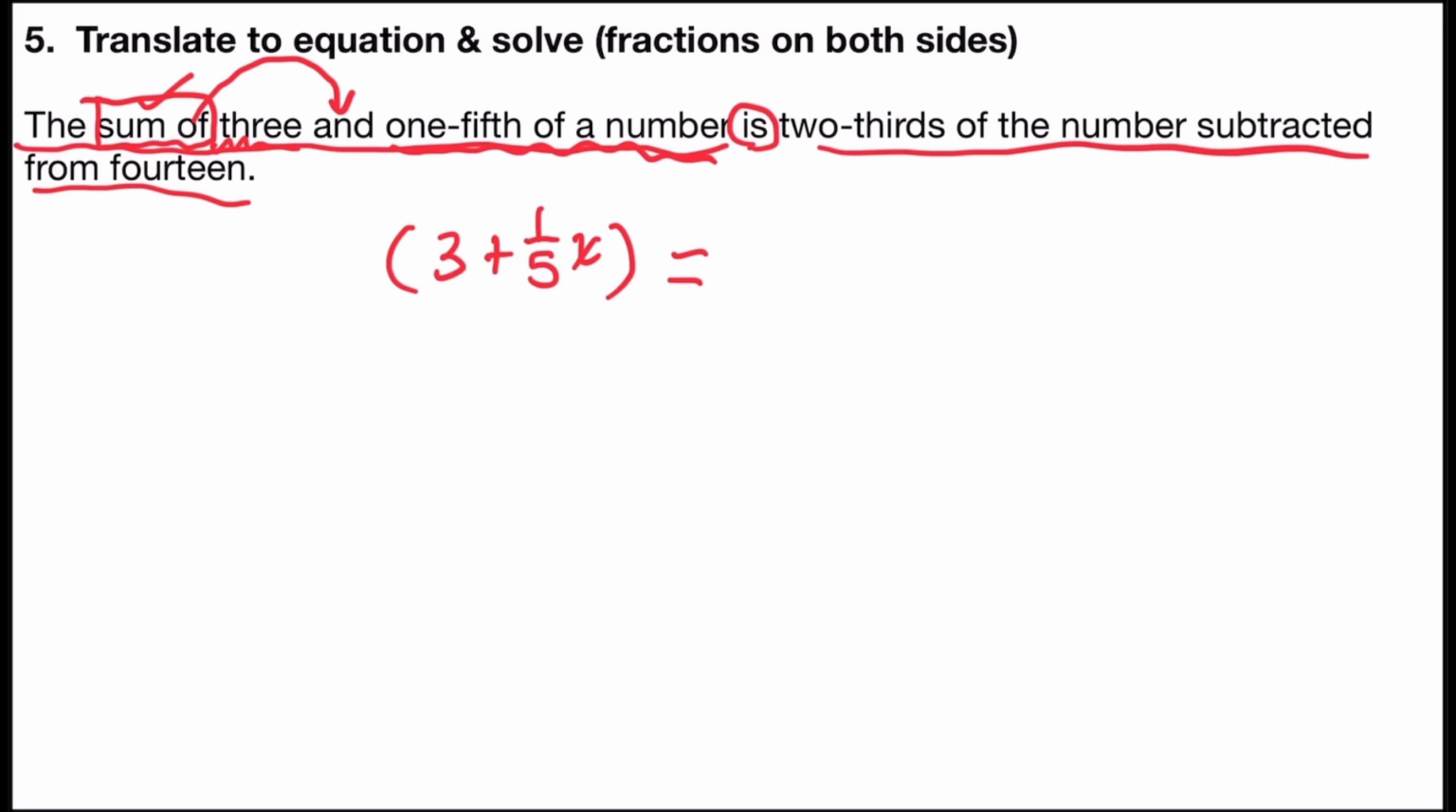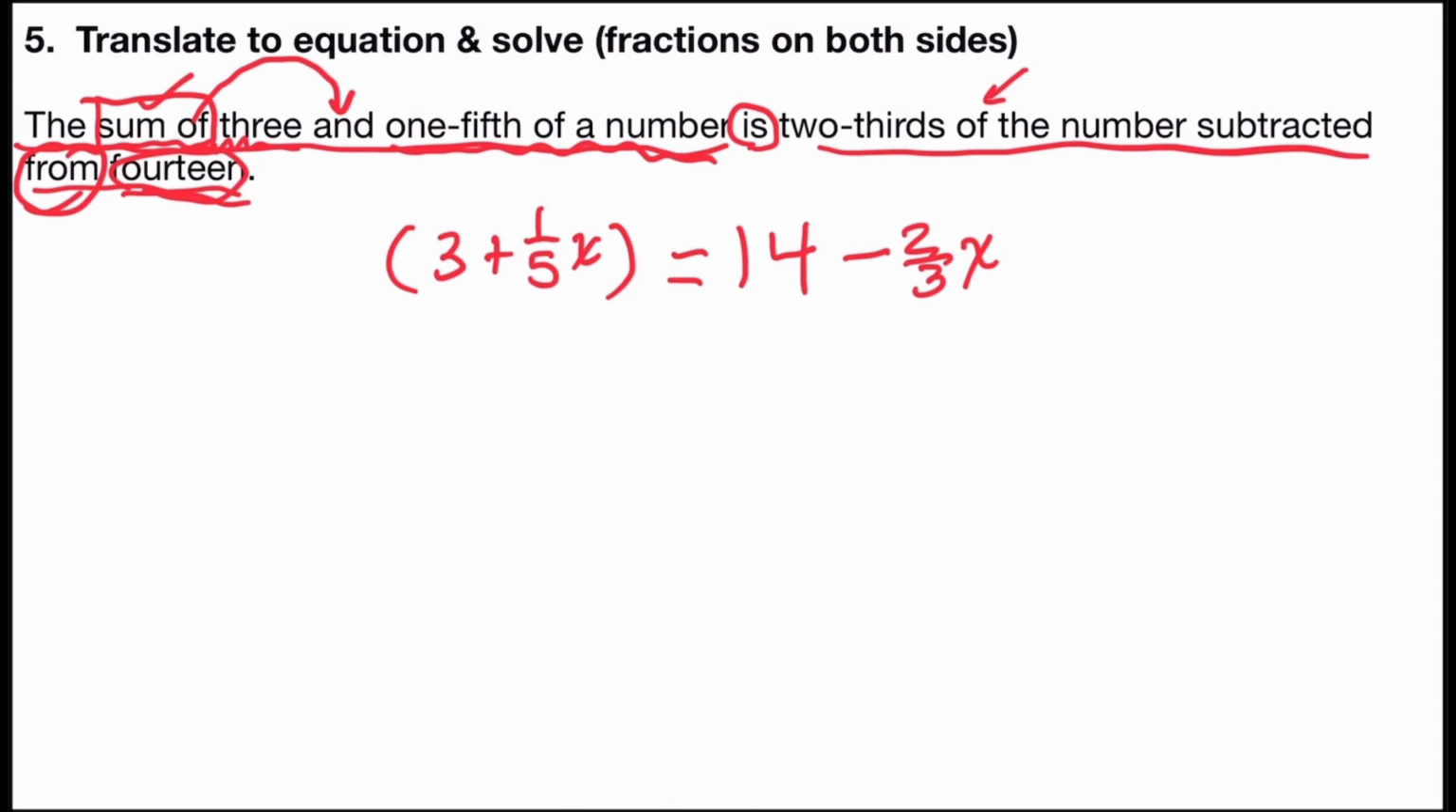The right side expression says 2/3 of the number subtracted from 14. Well, here's the word from, so I know there's going to be a switch. 2/3 of the number is written first in words, but will be written second in symbols. Of indicates multiplication, so that's going to be minus 2/3 of the number would be x. Subtracted from 14. Well, the number 14 is written second in the expression, but will be written first because of the word from. Now I have my equation. 3 plus 1/5 x equals 14 minus 2/3 x.